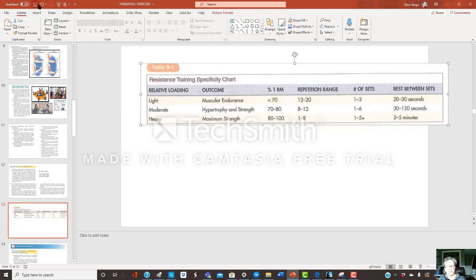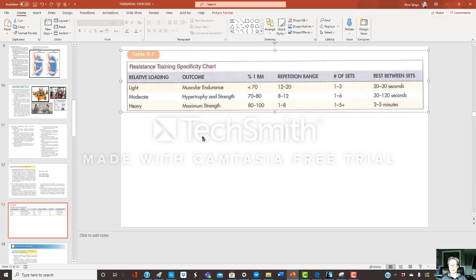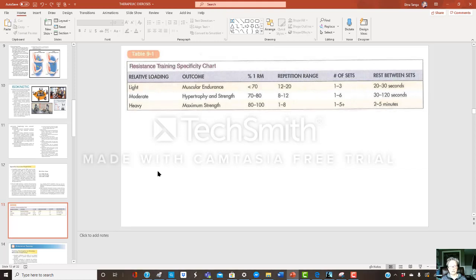Oops. The percentage of 1 rep max, I don't believe that would apply, because this is a resistance training chart for resistance. So it doesn't include neuromuscular re-education of a muscle.